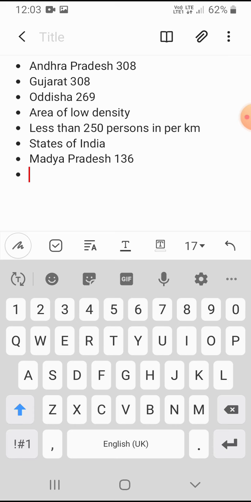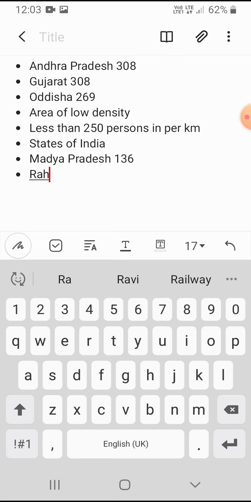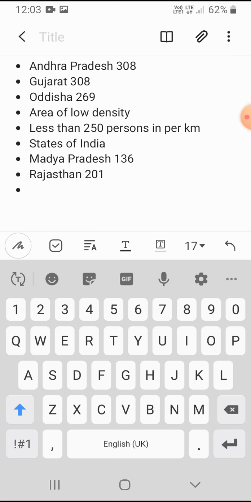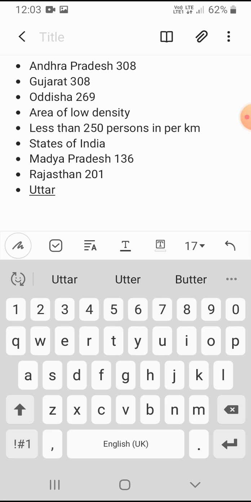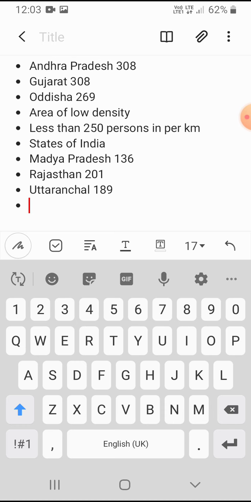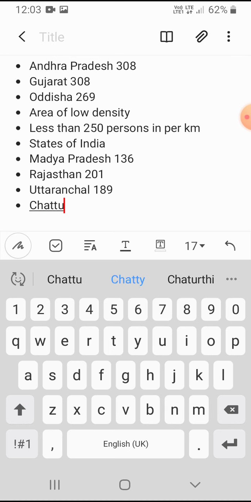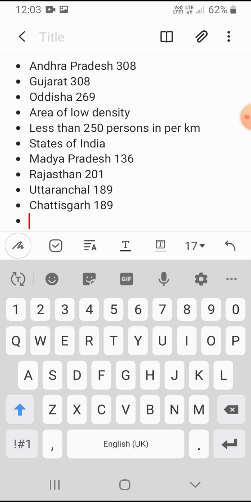And next is Rajasthan, that has 201 people per kilometer square. And in Uttaranchal there are 189 people per kilometer square. And in Chhattisgarh there are 189 people living per kilometer square.